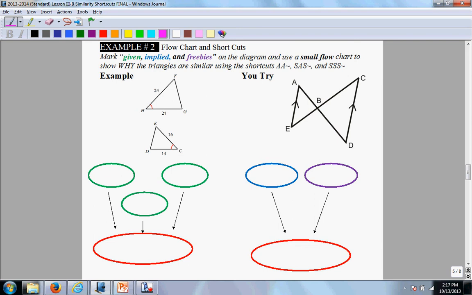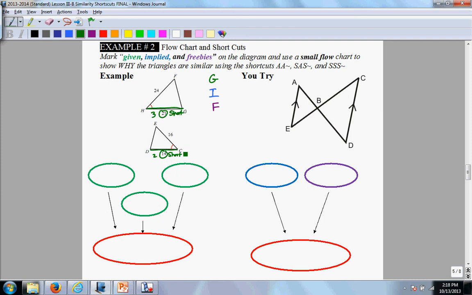So taking a look at this one on the left, I'm going to walk through given, implied, and freebie information and mark it. Let's look at our given information first. Our given information is the fact that we have a short side here. I'm just going to put short, and I compare it to the short side here. And I see 7 goes into both. 7 goes in there 3 times, and 7 goes in there twice.